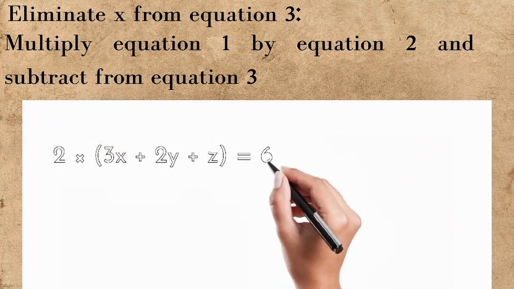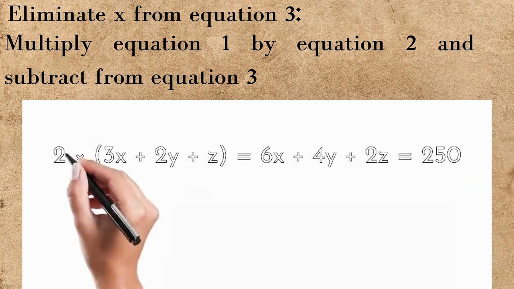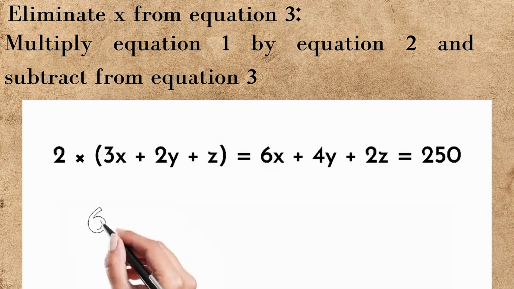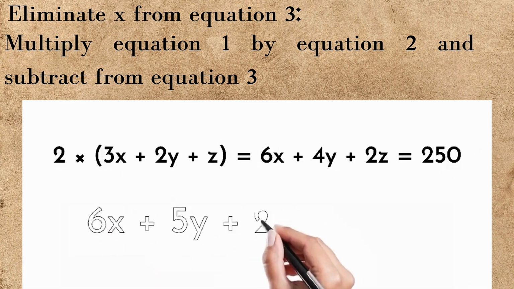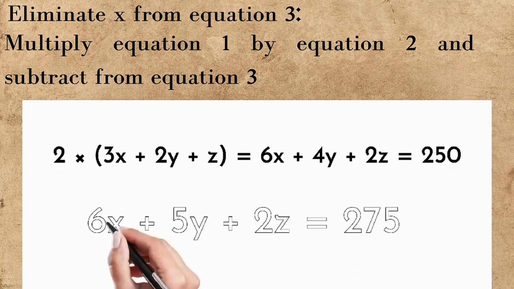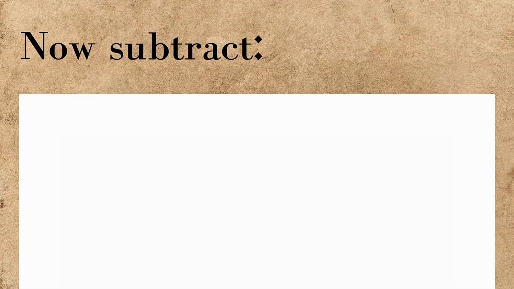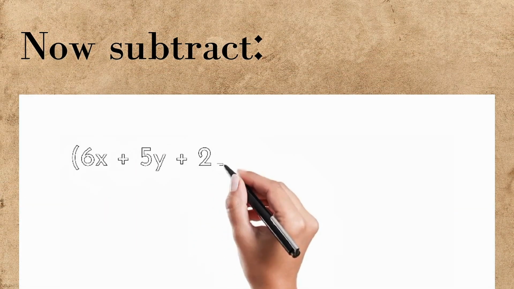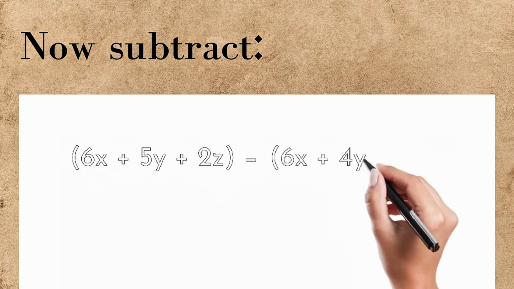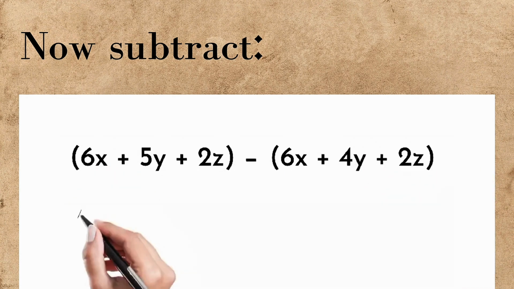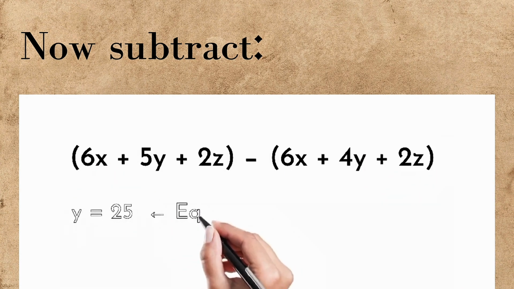Now eliminate x from equation 3. We can multiply equation 1 by 2 and subtract from equation 3. Now, you subtract and you will get the new equation 3.